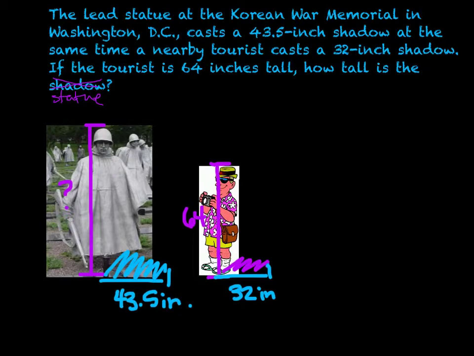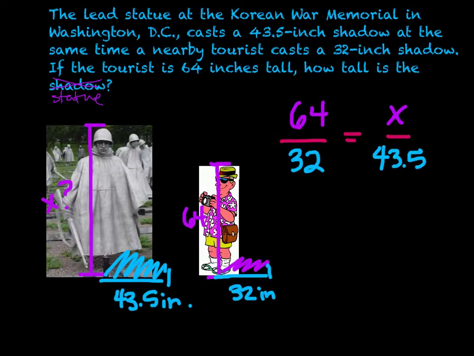So we can set up our proportion here. We can compare the height of the tourist to that of the statue, which we do not know. Instead of doing a question mark, I'm going to call this X, so the statue being X inches tall. And we are going to compare that to the shadows of both of these objects. So the shadow of the tourist is 32 inches, and the shadow of the statue is 43.5 inches.